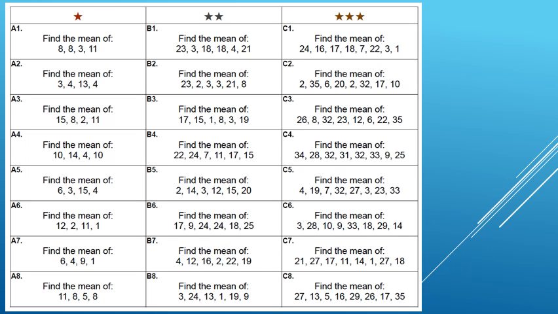Okay, so I would like you now to have a go at doing the questions on the screen. You can either do it straight from the screen or from the printout that's been provided. And what I would like you to do is choose one of these columns based on how confident you feel about adding numbers together and dividing, and then have a go at that column. Once you've finished, come back and we will go through the answers.